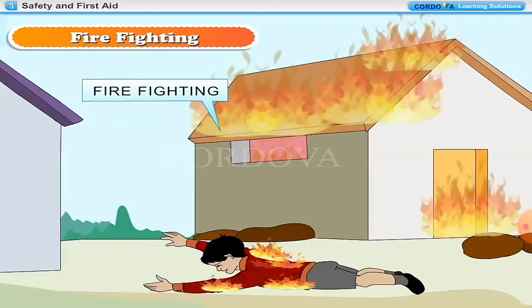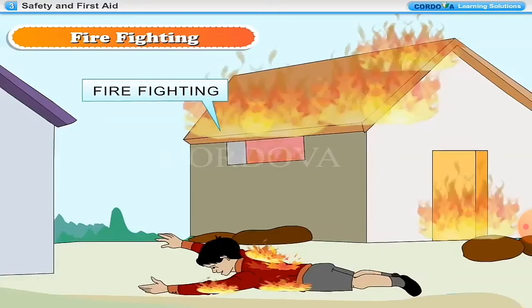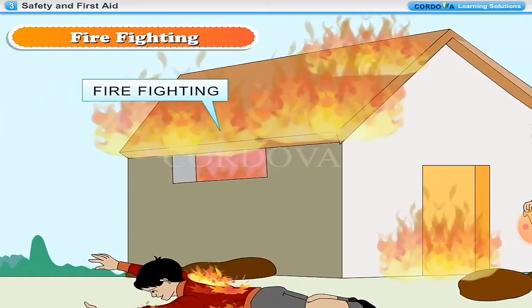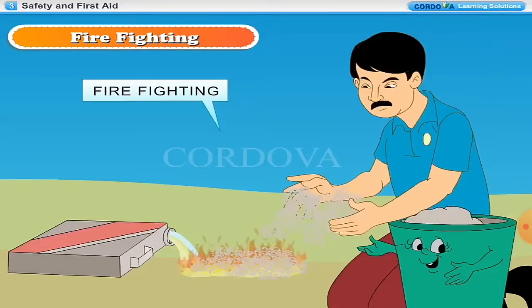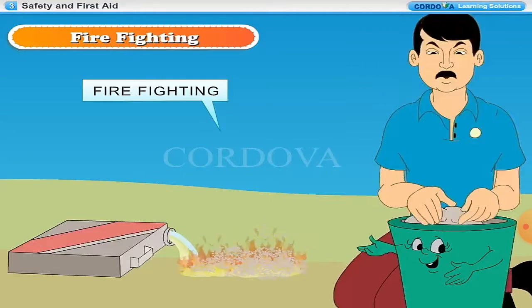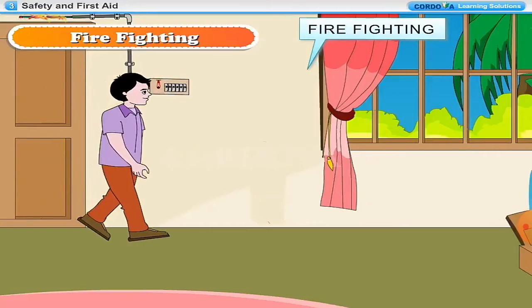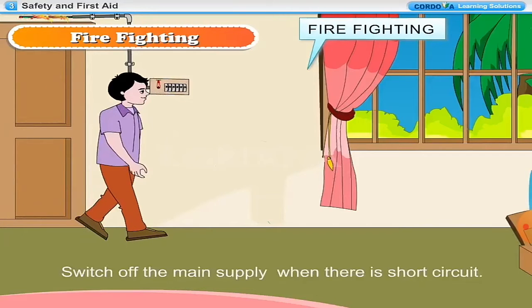When a person's clothes catch fire, ask him to roll on the ground. Cover him with a blanket or an overcoat. When the fire is caused due to an electric short circuit, it can be extinguished by throwing sand over it. Switch off the main supply immediately to prevent spread of fire.